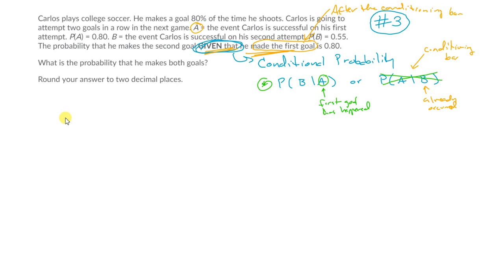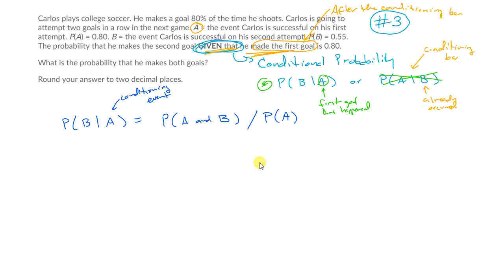Now, let's write the conditional probability formula. The conditional probability formula says the probability of one event given that another has occurred is equal to the probability that both will occur at the same time. And we can write both as either A and B or B and A. It doesn't matter which direction you write it in for an "and." Then, divided by the probability of the event that's already occurred, the conditioning event, the one that's after the conditional bar, that has already happened. So that means the probability of A in this case.